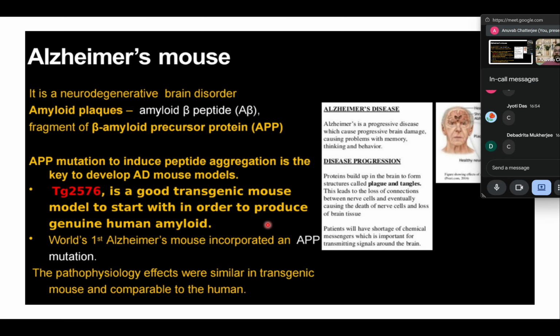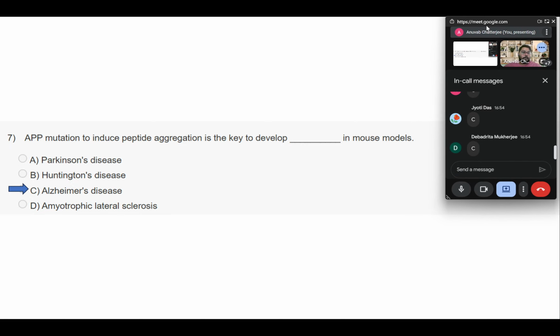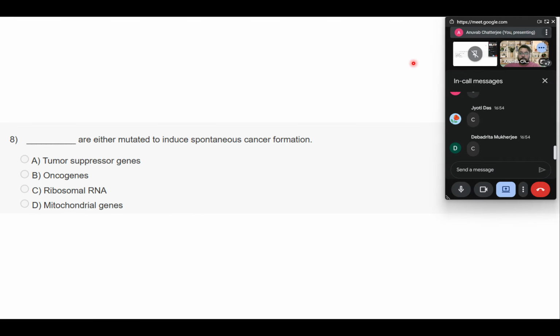In disease studies. So APP mutation to induce peptide aggregation is the key to develop blank in mouse models. The answer is Alzheimer's disease. Okay, blank are either mutated to induce spontaneous cancer formation. The options are tumor suppressor genes, oncogenes, ribosomal RNA, or mitochondrial genes.